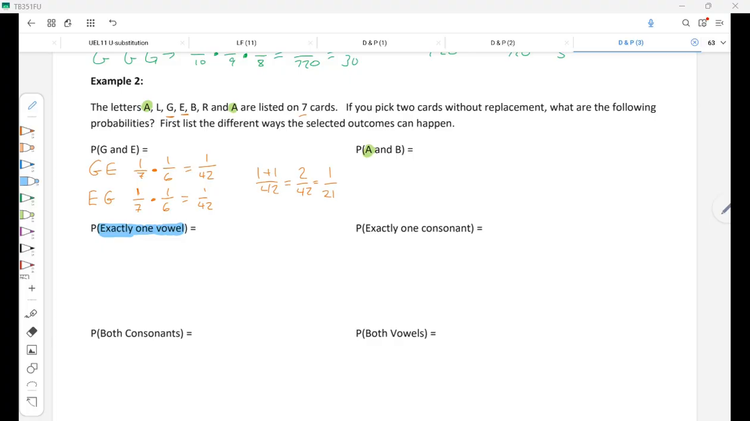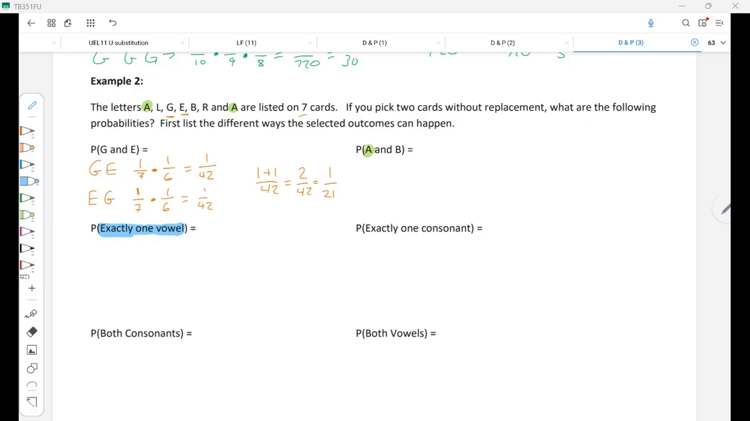They want to know what the probability is of getting exactly one vowel when you pick 2 cards. You could go to the letters and list out a bunch of different things that could happen. An A and then a G and then an A, an E and then an R. But use the words that they're saying. We're getting 1 vowel. That means our other pick needs to be a consonant.